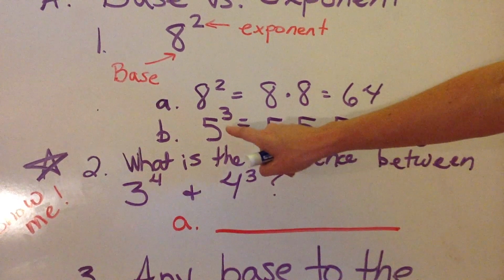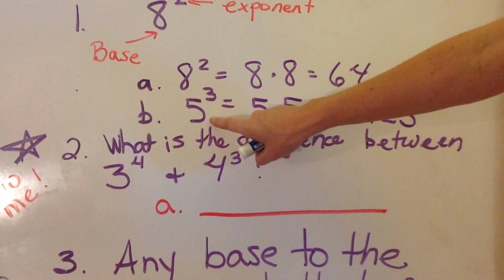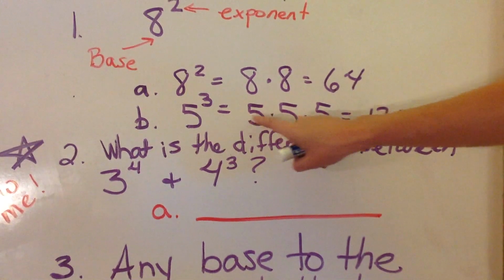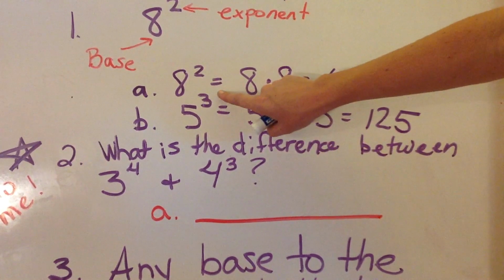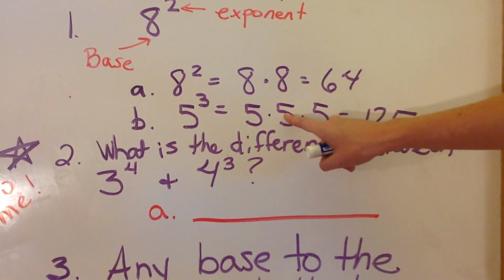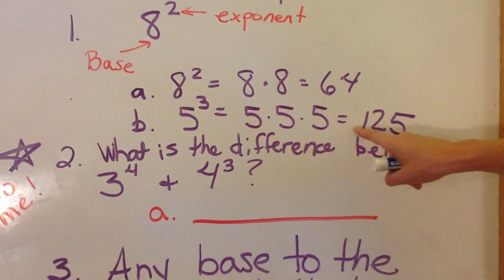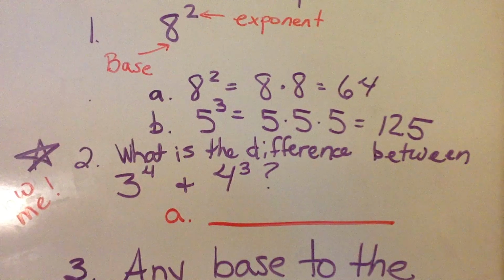Another example would be 5 cubed, or 5 to the third power. This is our base. The base we write 3 times. 5 times 5 times 5. We write it 3 times because the exponent tells us to. 5 times 5 is 25, and 25 times 5 is 125. So 5 cubed is 125.